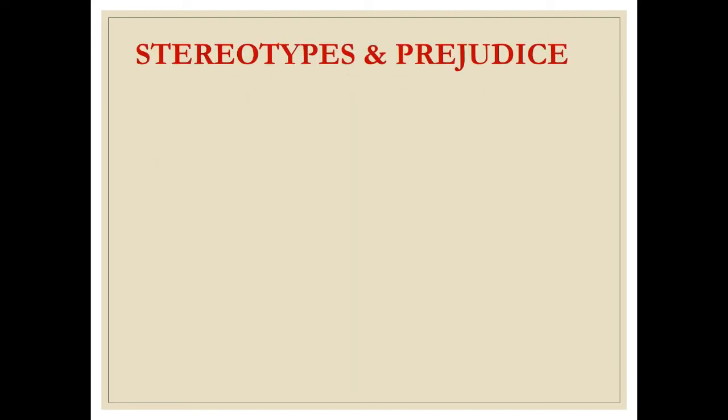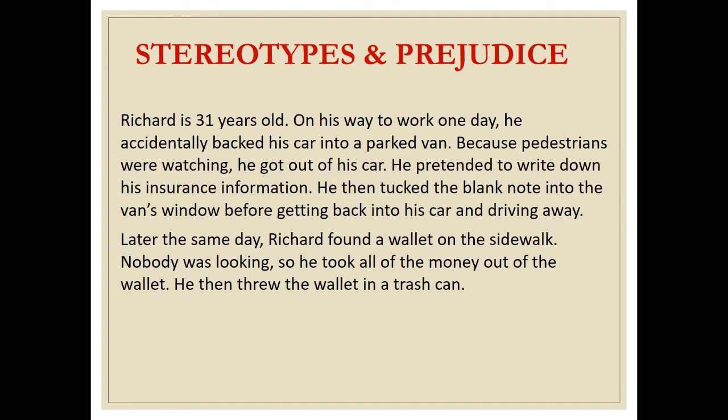Now, here is the example where we touch on actual prejudice. Richard is 31 years old. On his way to work one day, he accidentally backed his car into a parked van. Pedestrians were watching, so he got out of his car. He pretended to write down his insurance info, and then he tucked the blank note into the van's window, got back into his car, and drove away.